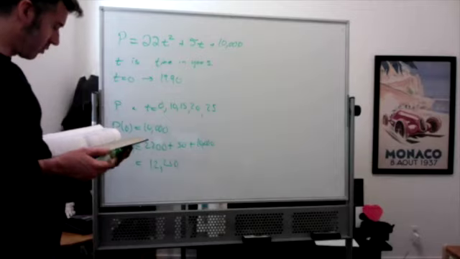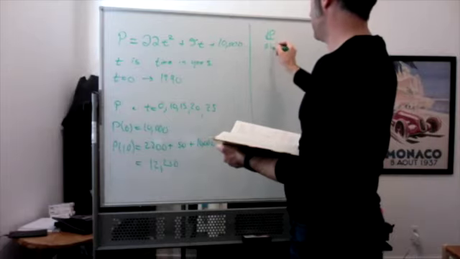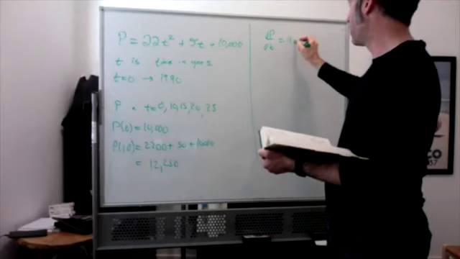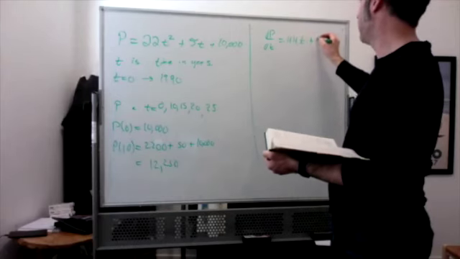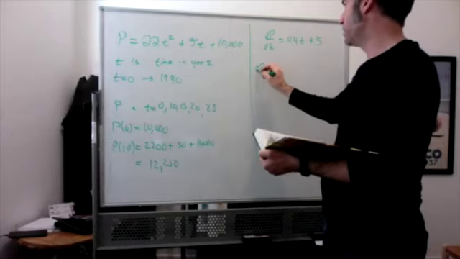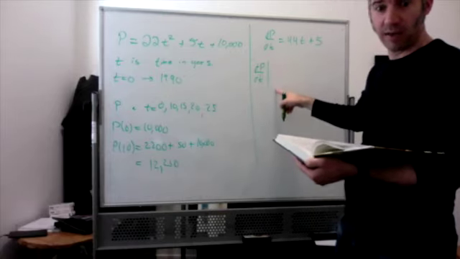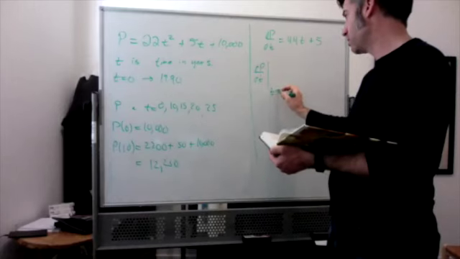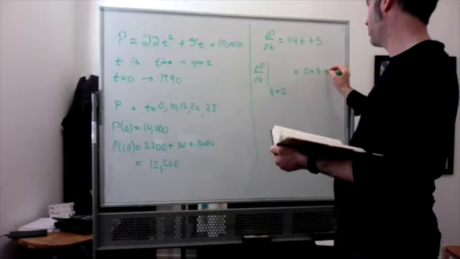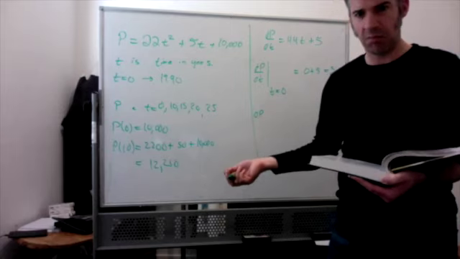Determine the population growth rate. So dP/dt, that's the population growth rate, right? The derivative is the rate of change. That's going to be 44t plus 5. It's not too bad. So what's the population growth rate when t is equal to 0? Well, that's going to be 0 plus 5, which is 5. 5 people per year.